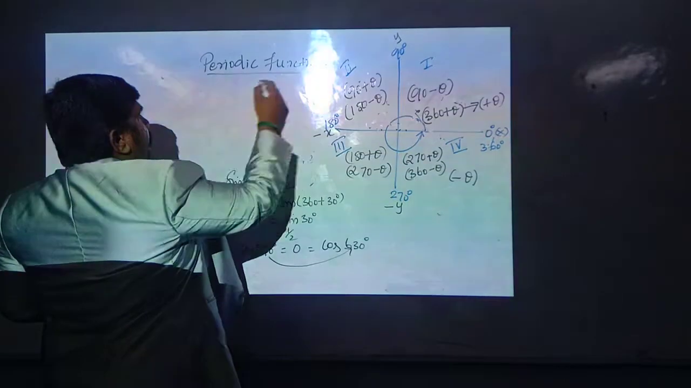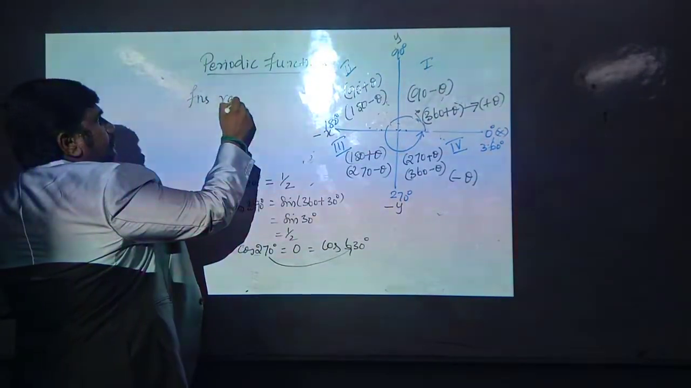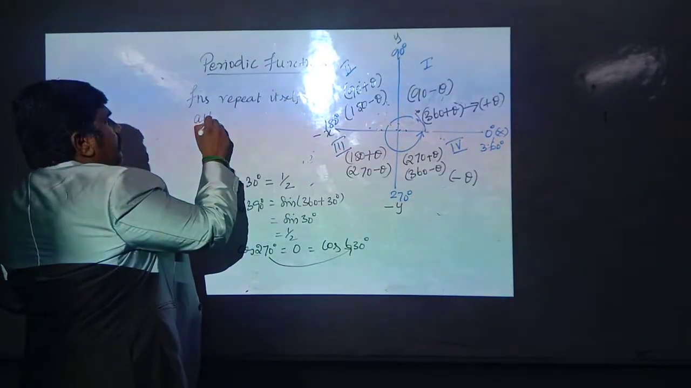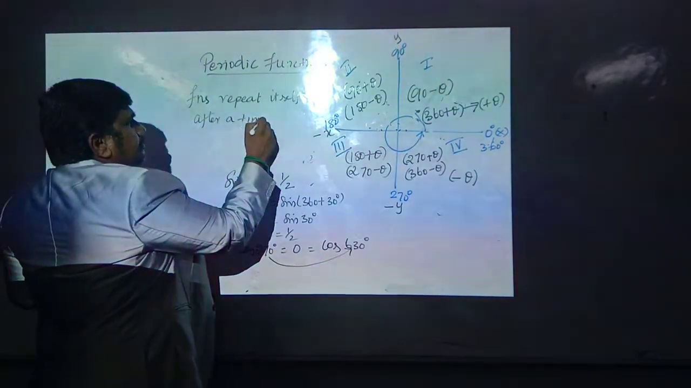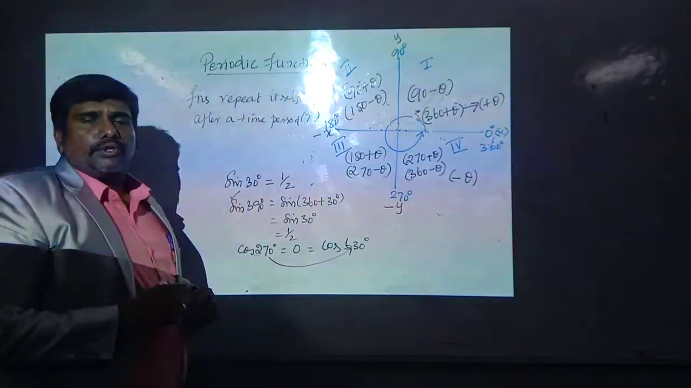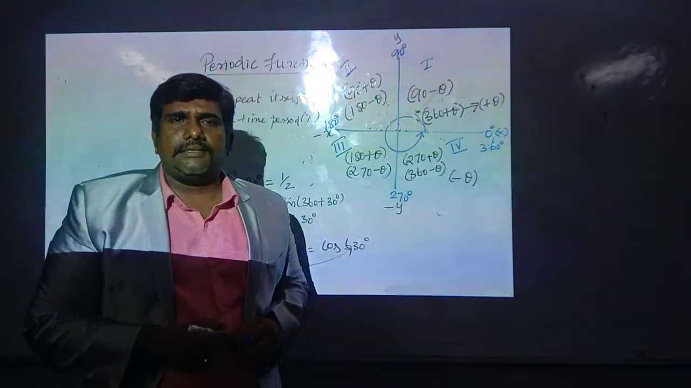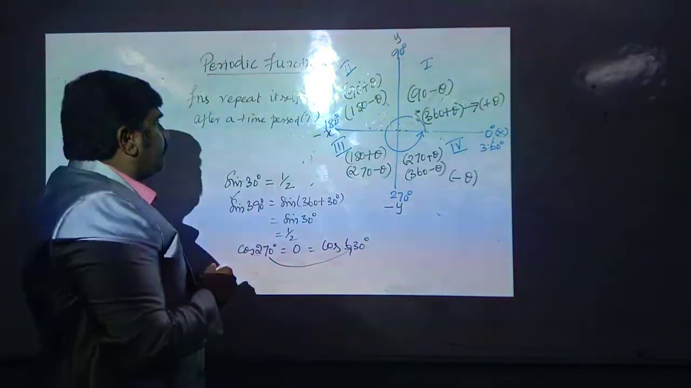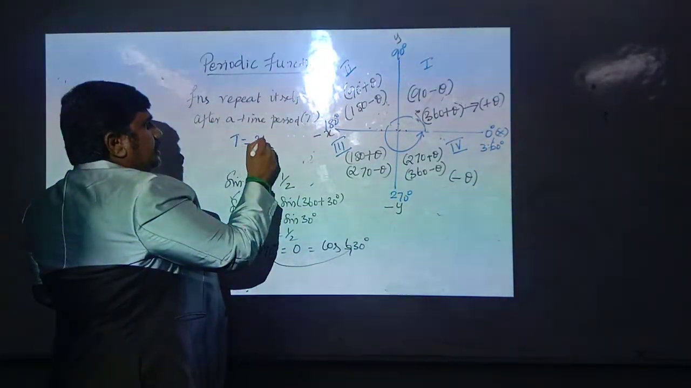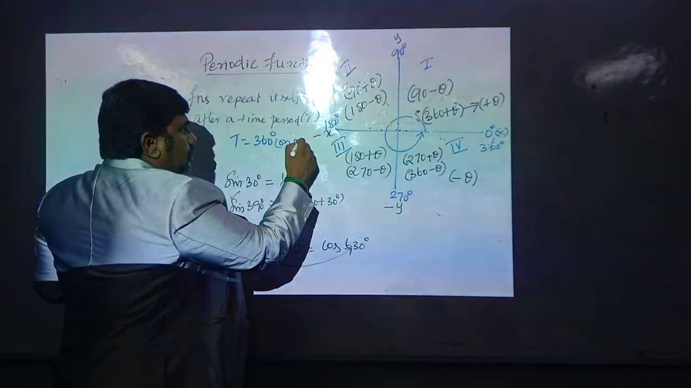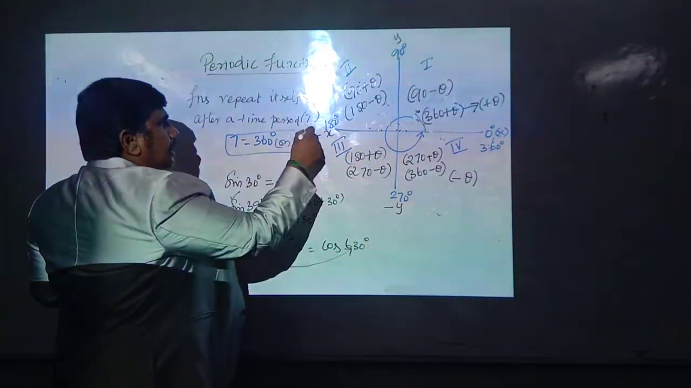When a function repeats itself after a time period, say T, then those functions are called periodic functions. So what is the time period for this trigonometric function? Here it is equal to 360 degrees, or in radians, 2 pi radians, right?